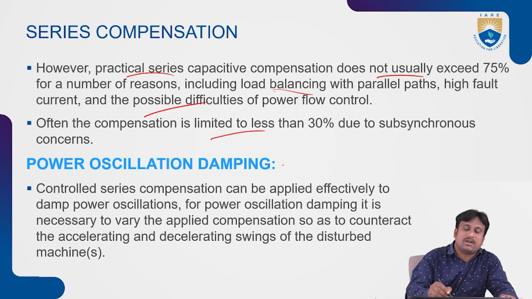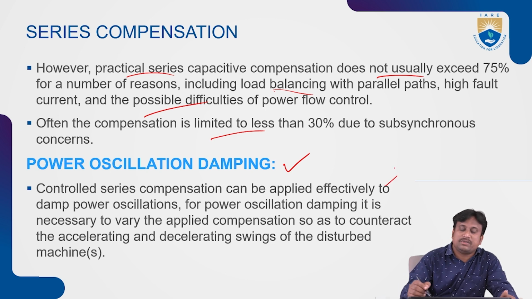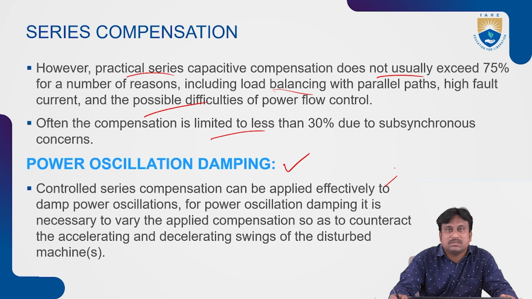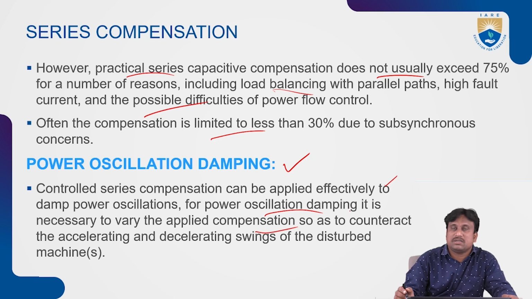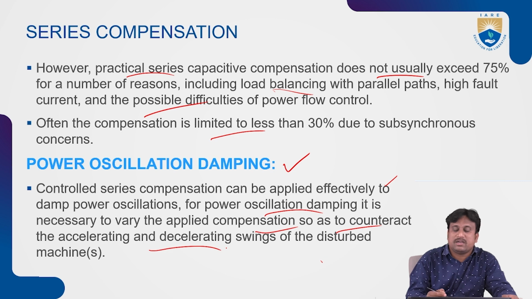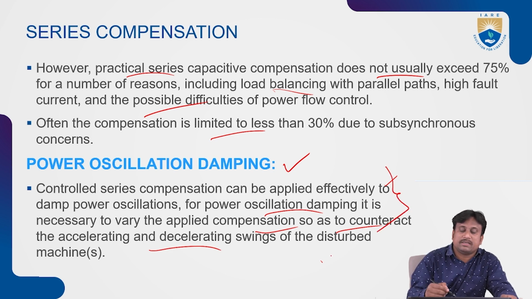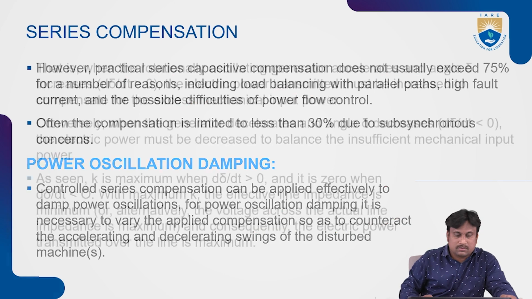That means power oscillation damping is going to be treated. So controlled series compensation can be applied effectively. This is ready to damp the power oscillations. For power oscillation damping, it is necessary to vary the applied voltage of compensation levels, so as to counteract the accelerating and decelerating swings of the distributed machines. This will bring us to the maximum levels of oscillation damping of the power system network.